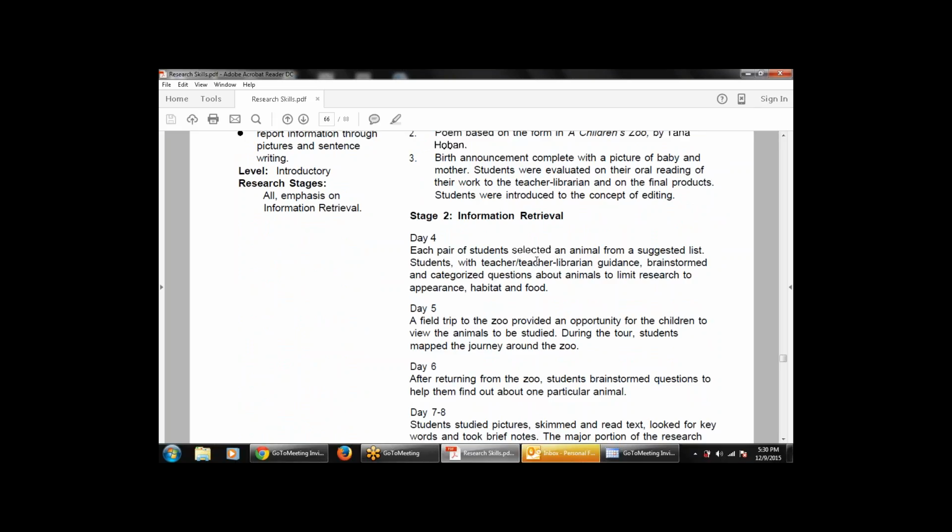Each pair of students selected an animal from a suggested list. That is, they are given the suggested list and they have to select the animal from it. Students with the teacher or the teacher librarian guidance brainstorm and categorize the questions about the animals to limit the research to the appearance.